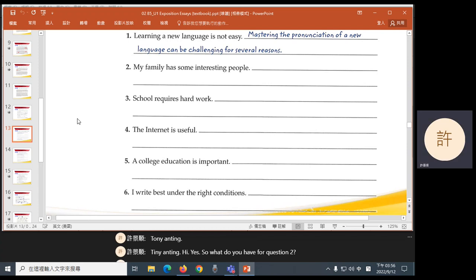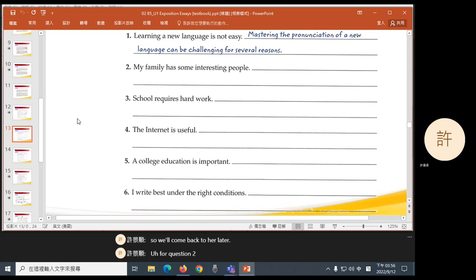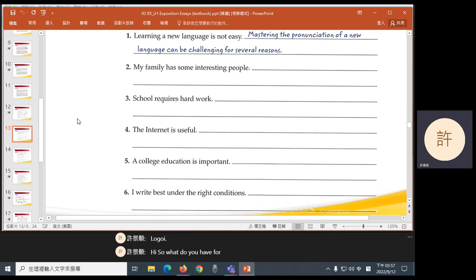Your classmate has kindly volunteered a different question, so we'll come back to her later. For question two, Liu Guanyi. Hi, so what do you have for question two?